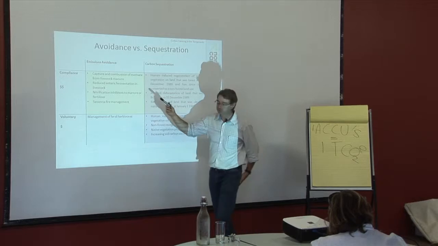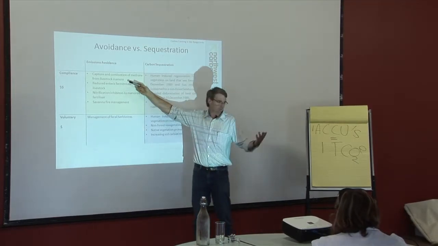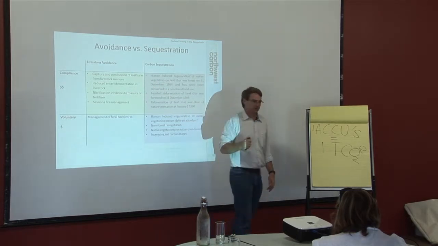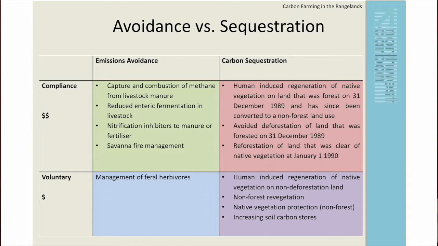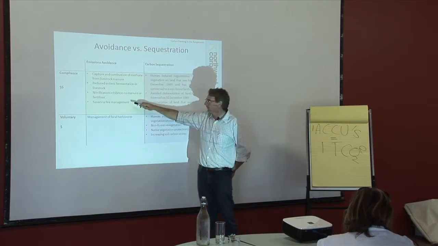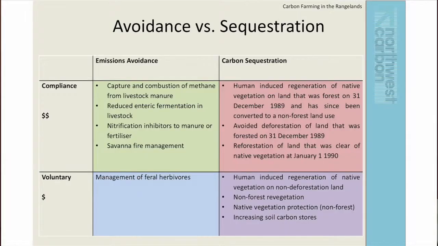So the sorts of things that we talk about that you can do: methane from manure, we've talked about that one. What they call reduced enteric fermentation in livestock, and that's about reducing your emissions per kilo turned off. So getting your herd to be more methane efficient. Nitrification inhibitors, that's a little bit further down the track. Savanna fire management is one that's actually out there and operating now.